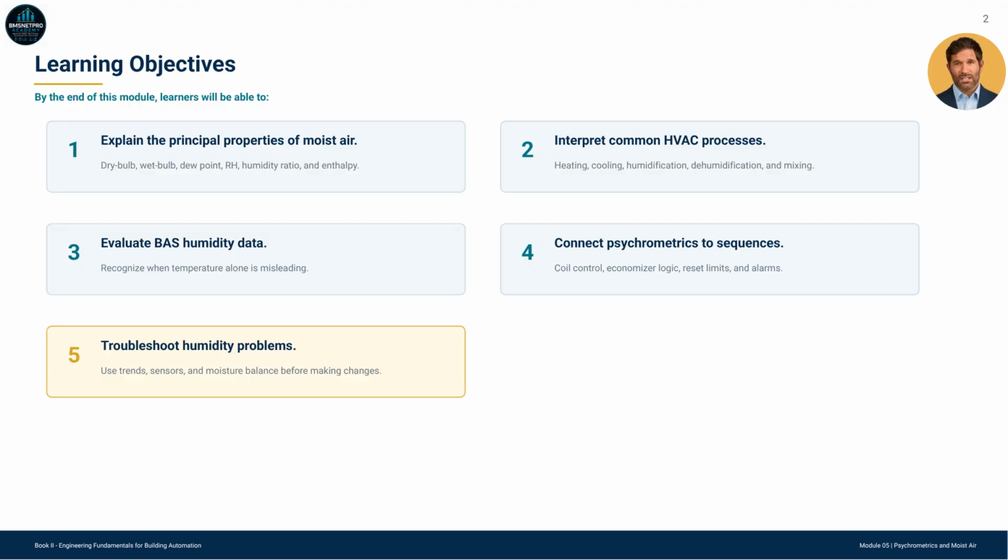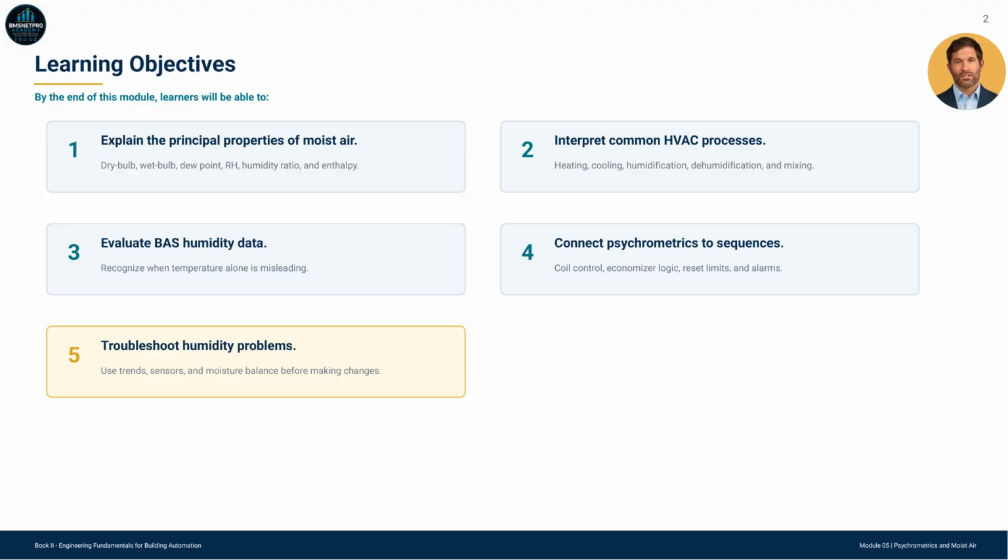Let's define what success looks like for this module. You are not here just to memorize dry bulb, wet bulb, dew point, relative humidity, humidity ratio, and enthalpy. You are here to use those values in real BAS decisions. After this module, you should be able to explain what each moist air property means, recognize common psychrometric processes, and understand why humidity data can be misleading if it is viewed by itself.